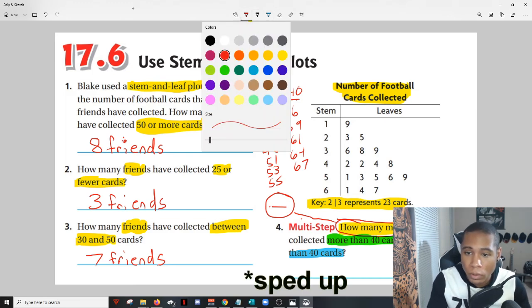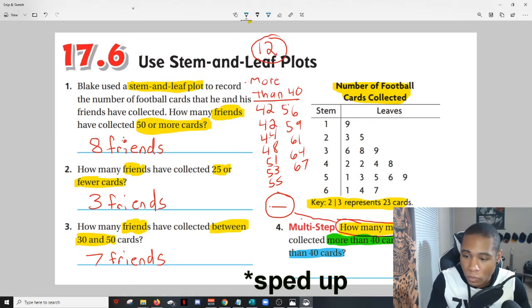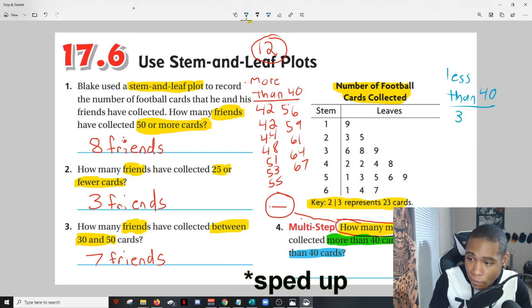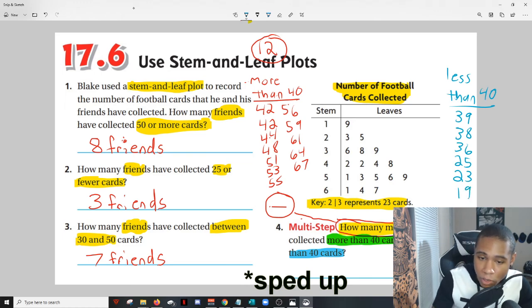And then for the less than friends, they have to be less than 40. So we're actually going to go over here and write less than 40. These people are any number that's less than 40. My first number that's less than 40 is 39, 38, 36, 25, 23, and finally 1 and 9 is 19. We count those friends up, so that's 1, 2, 3, 4, 5, 6.